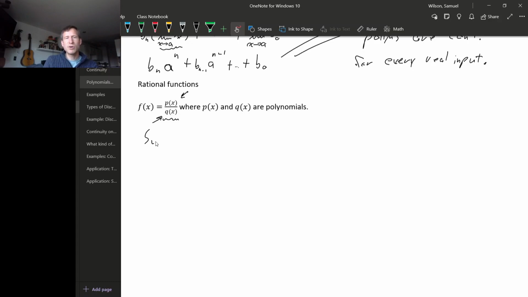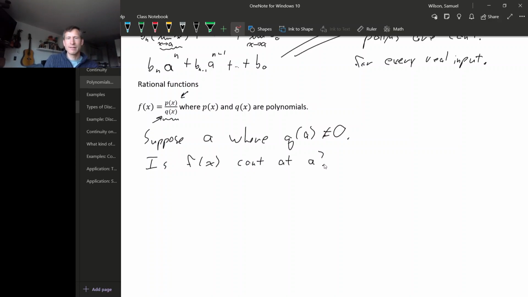So let's suppose that we have a real x value a, where the denominator polynomial q isn't 0. Okay, and let's ask ourselves, is this rational function continuous at a? Well, we need to compare the limit as x goes to a of f of x. We need to check if that is equal to f of a.